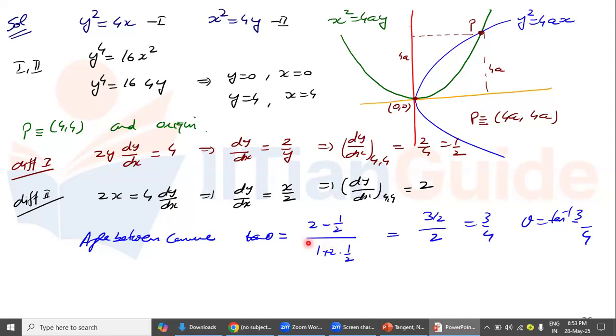I hope everybody knows it. The formula tan theta equals m1 minus m2 upon 1 plus m1 m2 we cannot apply when any of the lines has a slope infinite. Do you know it? When the line is parallel to the y-axis, then we cannot apply this formula. Then in that case, what we do, we use geometry.